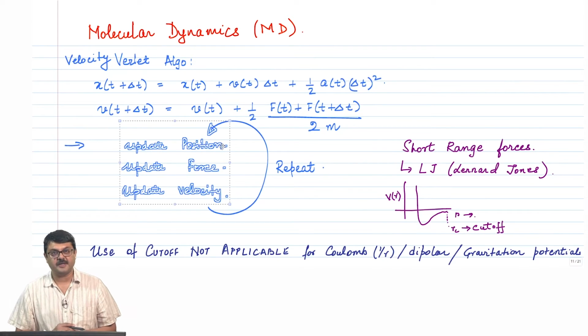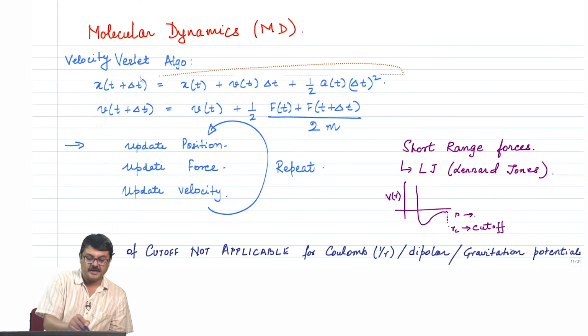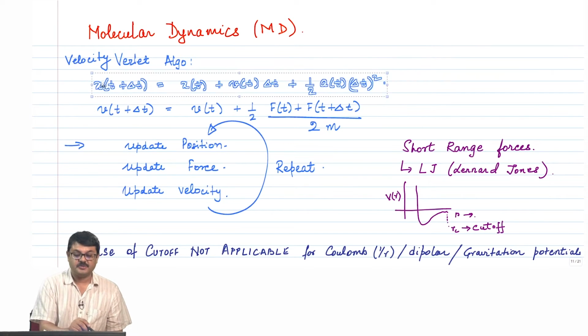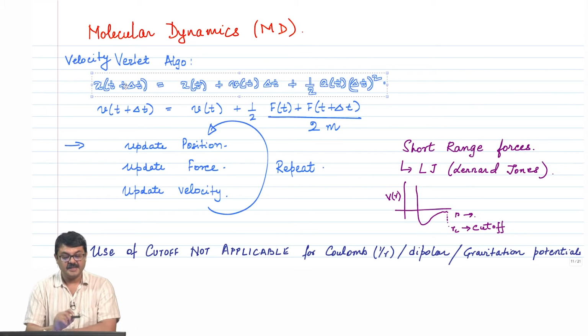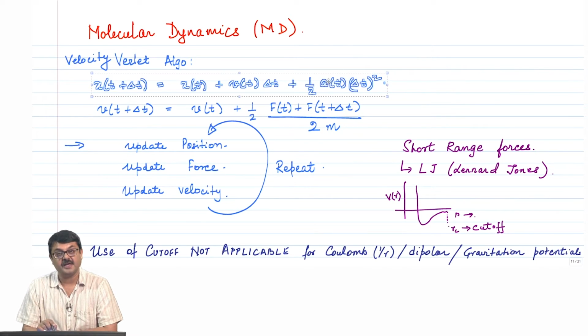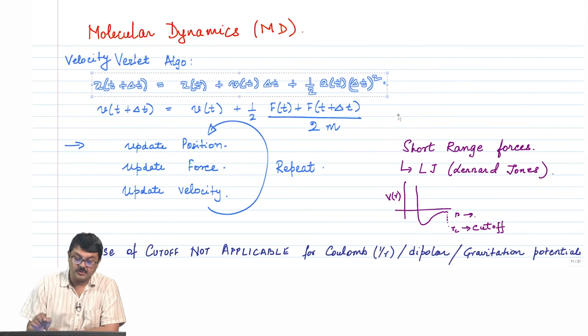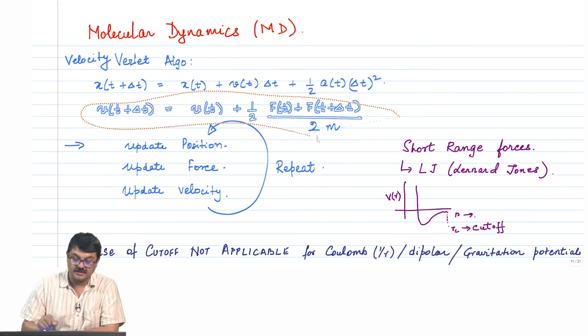How does one update position? It is simply x at t plus delta t depends upon the position at the previous time t, the velocity at the previous time times delta t, plus half the acceleration times delta t whole square, right. And how do you update the velocity?